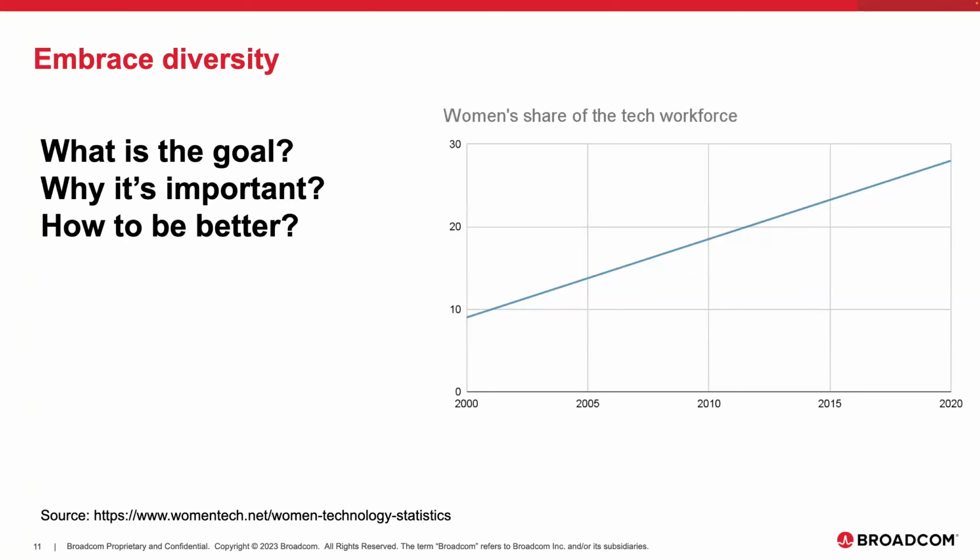How does diversity look now? It's not as good as one should wish. At least the trend is positive, as you can see on the graph I'm presenting. It's showing the share of women in the tech workforce, and it's a good sign. It's steadily increasing since the 2000s. Currently, it's something below 30%, which is not enough, and the goal is not yet achieved, but at least it has an increasing trend.